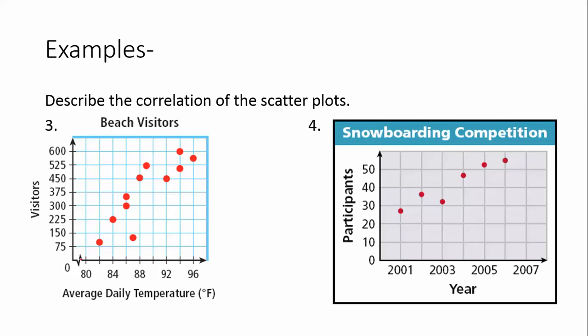So the question here is: is the correlation positive, negative, or zero, or no correlation? And hopefully what you're recognizing is that as the temperature is increasing, so are the number of visitors. So this one would be a positive correlation.